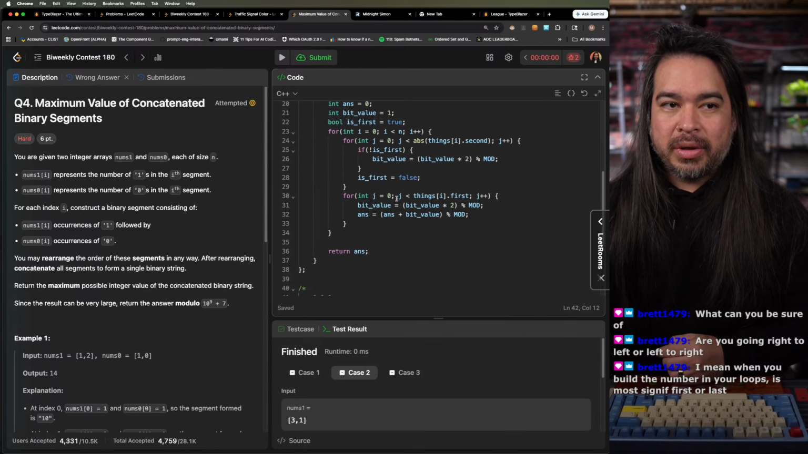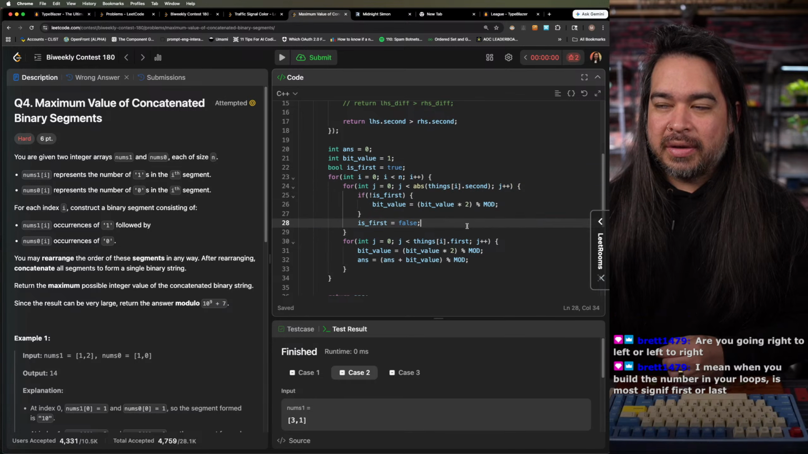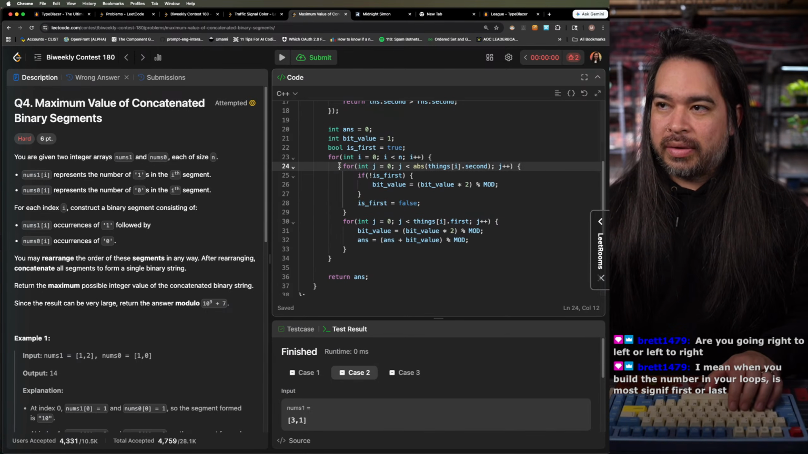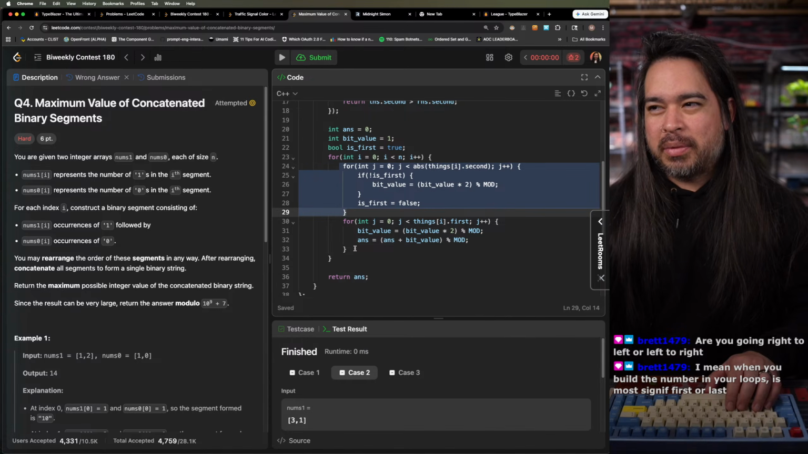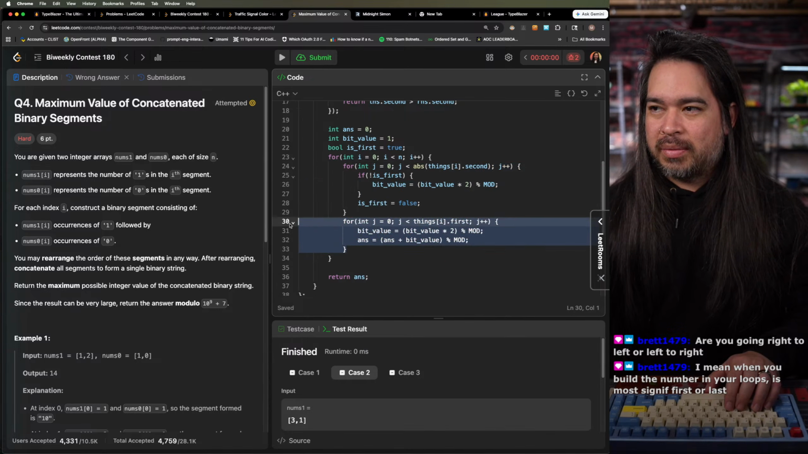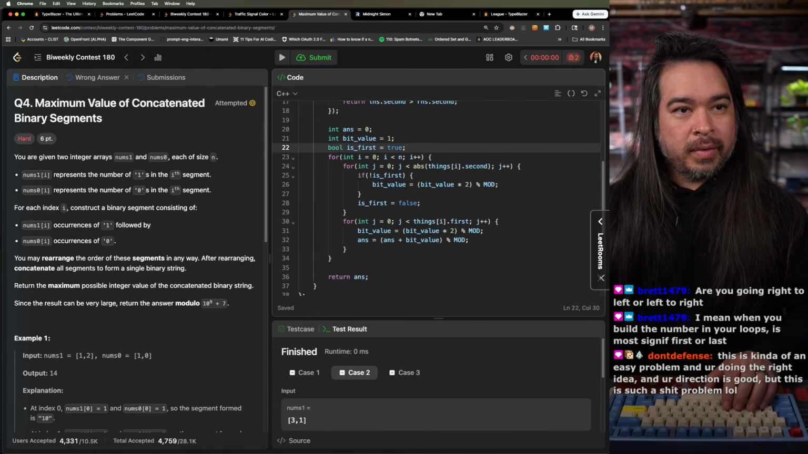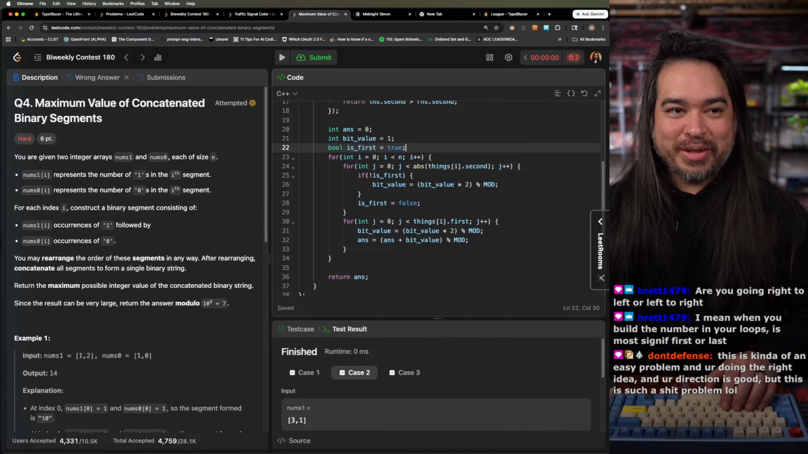Oh, when you build a number in your loops, I'm going from least significant to most significant. And these are my zeros, and these are my ones. Maybe my implementation is wrong. This is kind of an easy problem when you're doing the right idea and your direction is good, but this is such a bad problem.